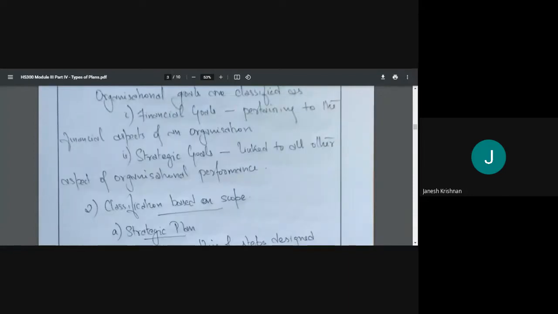Then organization goals. For an organization, there will be two goals. One is financial goals, other is strategic goals. Financial goals relate to the financial aspects of the organization. Strategic goals cover all other aspects of the organization. Okay? Other than financial, everything else will be strategic.